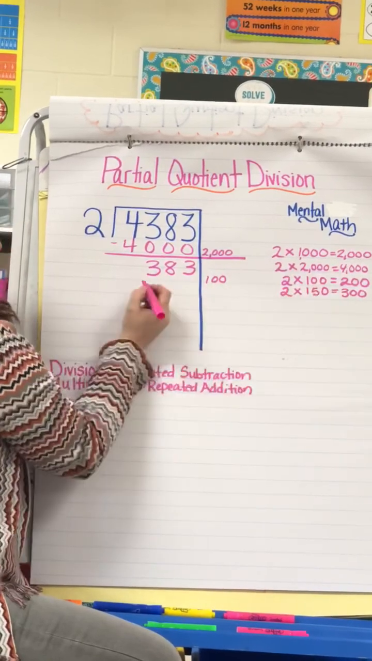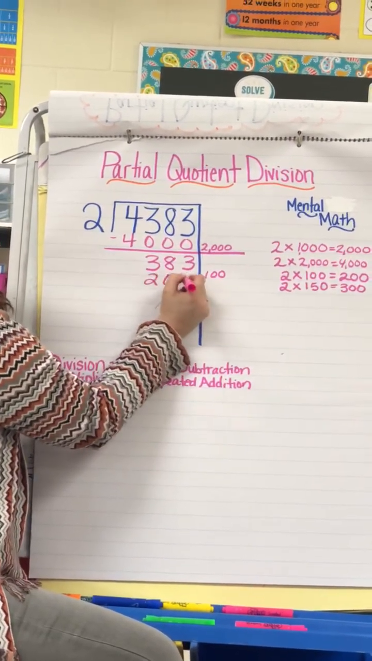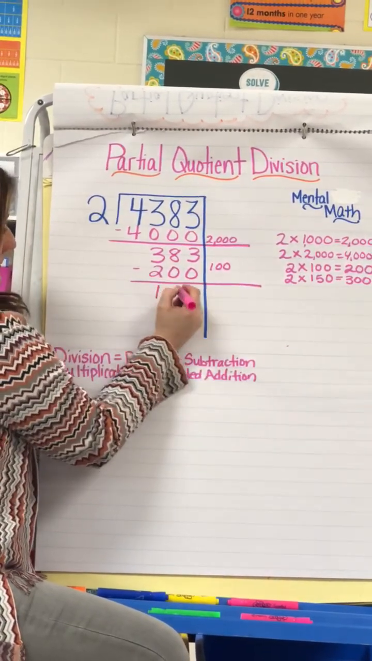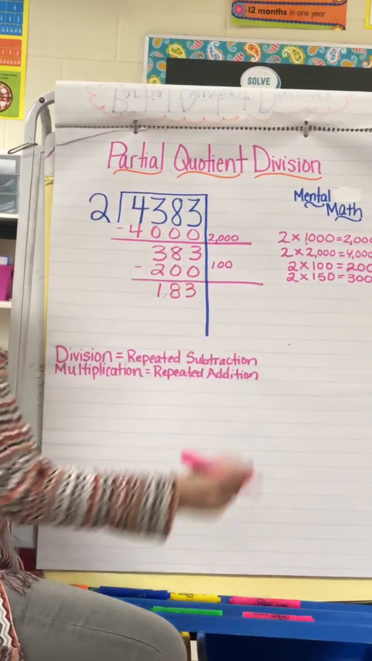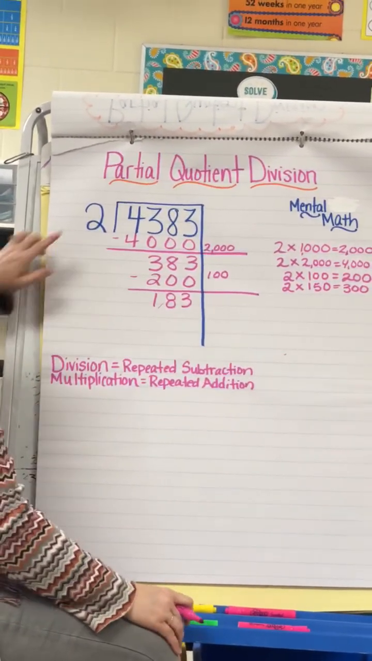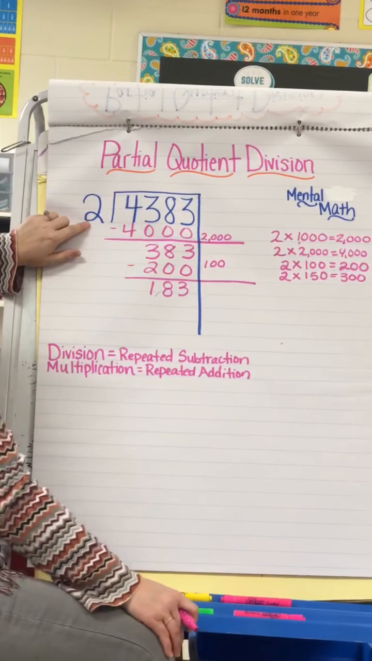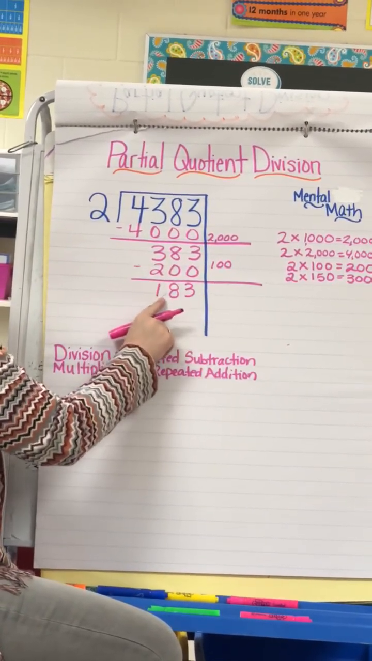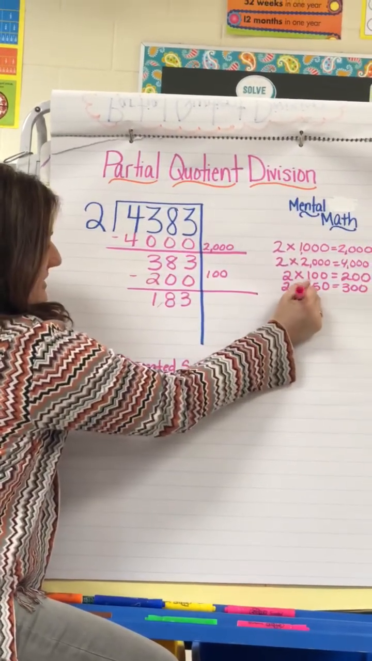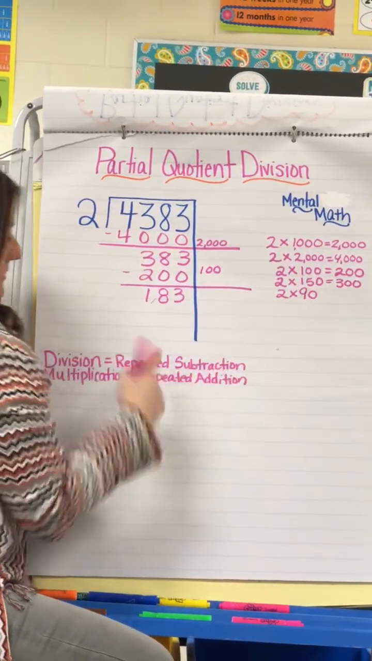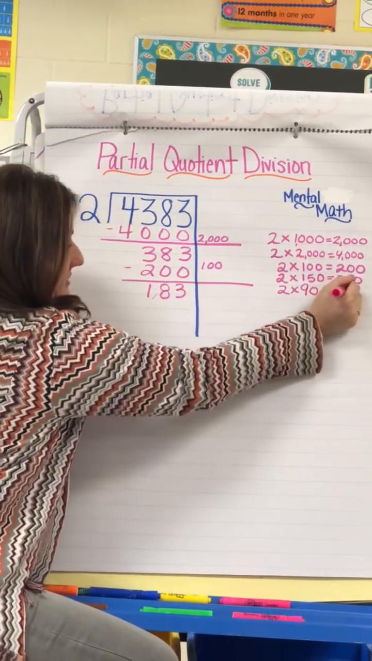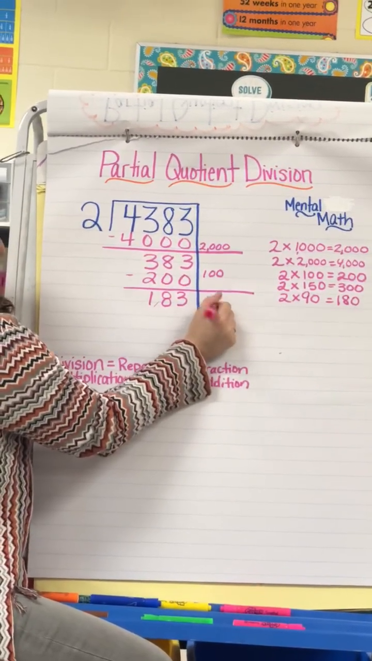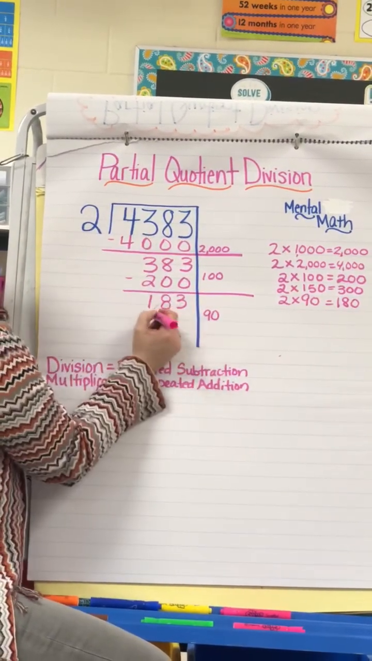So 2 times 100 is 200. We're going to subtract that from our running total, and now we have 183. At this point, the kids usually start trying to think of something that they can multiply by 2 that would get them as close to 18 as possible without going over. Most of them know that's going to be 9, but we're in the hundreds, so they know to do 90, which is 180. So our next partial quotient is 90, and 2 times 90 is 180.